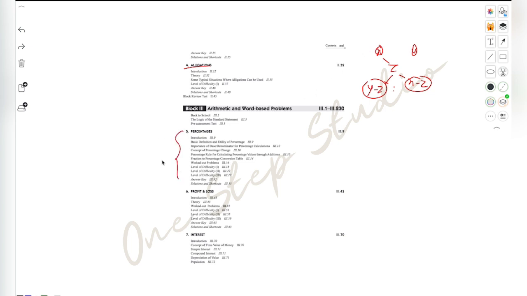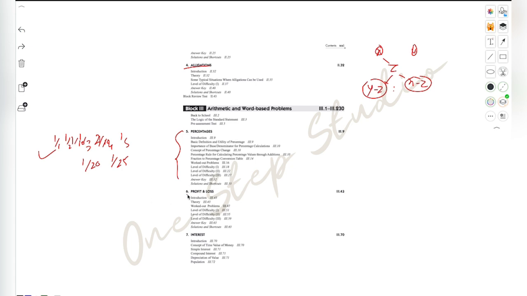Similarly, if you are going for percentages, you need to remember what is 1 by 10, 2 by 10, then 1 by 2, 1 by 3, 1 by 4, 1 by 5, and all those, up to at least 1 by 20 or 1 by 25 if you are good with it, right? So that you need to remember.